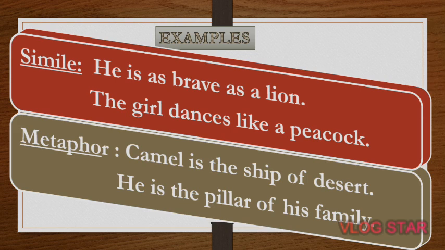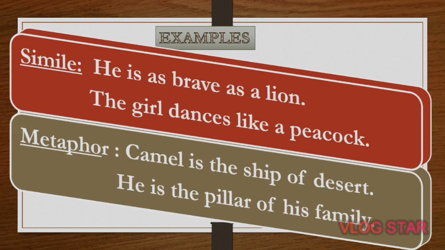Again in the second sentence, the girl dances like a peacock. Here the girl has been compared to a peacock, and the comparison between the girl and the peacock has been drawn using the word like. So in these two sentences, we see that the comparison is made using the words as and like, and the comparison is also explicit. We can easily comprehend the kind of comparison being brought here. So these sentences are similes.